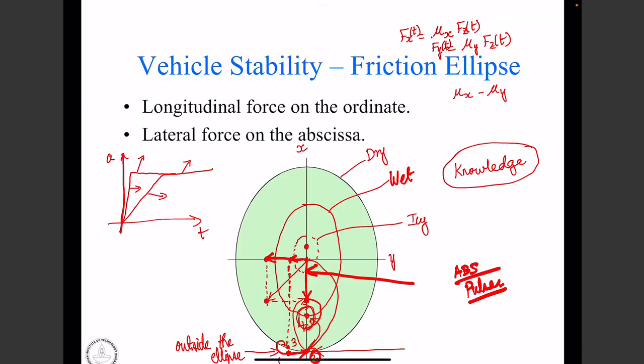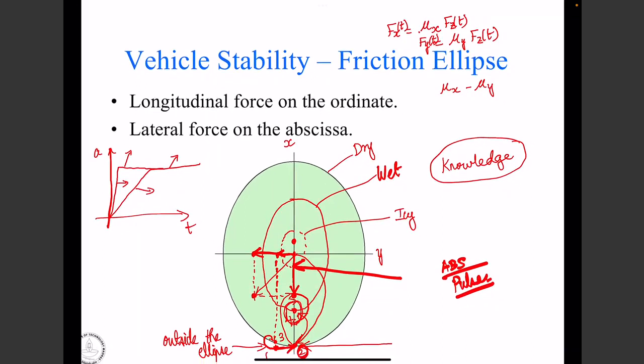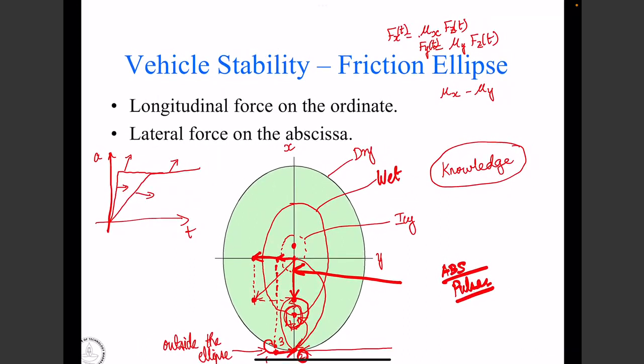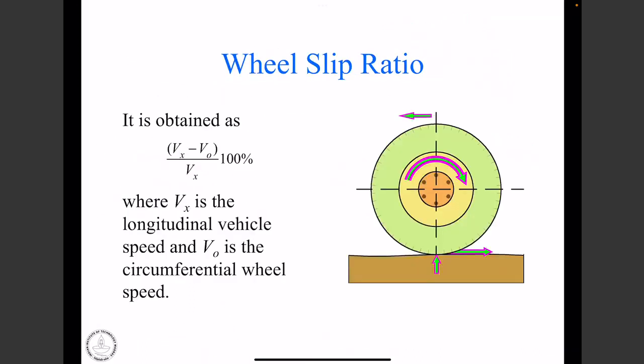Due to these challenges in knowing this friction ellipse in real time, we use equivalent measures. What is this equivalent measure that we use? We are going to look at what is called the wheel slip ratio, or some people will also call it the longitudinal slip ratio. That is an equivalent term which is used. So what is this longitudinal slip ratio? Let us discuss this.